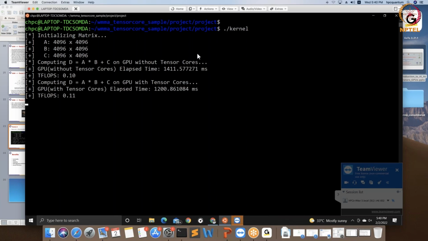You can explain what you have fired and what's happening. Yes, I'll explain the program as well. The idea is that we are trying to compute D equals A into B plus C, with tensor cores and without tensor cores, right? So let me just show the program once. There are 3 programs actually.